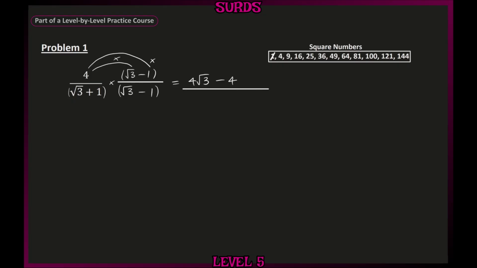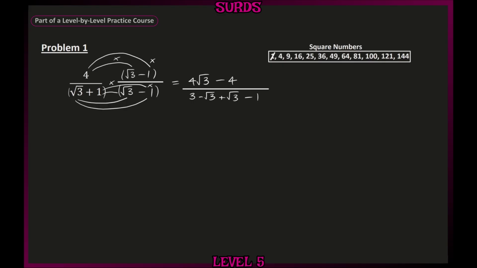Now back to the problem, focusing now on the denominator, we can multiply root 3 by root 3, which gives us 3, because when we times a surd by itself, the square root part disappears. Then root 3 times minus 1 is minus root 3. 1 times root 3 gives us plus root 3. And 1 multiplied by minus 1 is minus 1.